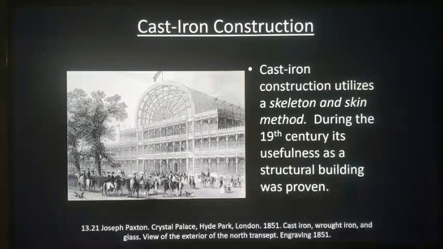Joseph Paxton's Crystal Palace that debuted in 1851 for the World's Fair there is constructed entirely out of iron and glass. So you can imagine when you go to this exhibition and go into this Crystal Palace, so much light would be coming into this form. We're seeing for the first time this skeleton and skin system in effect.